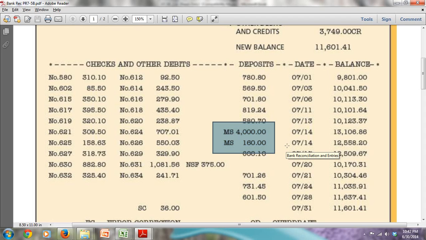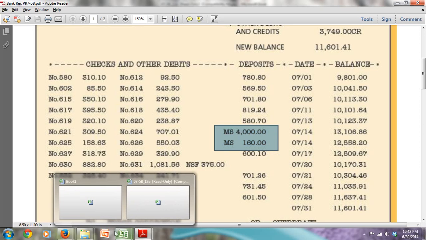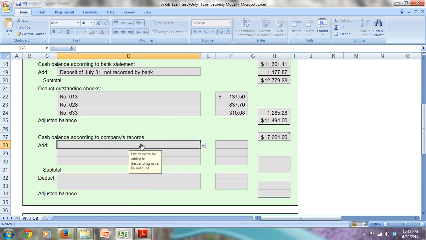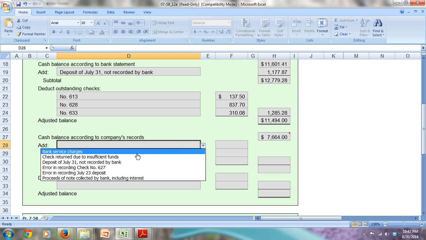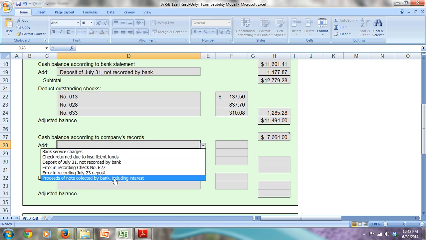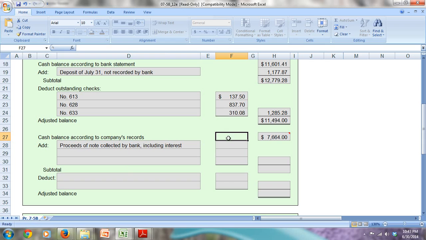Okay, so this is a note collected, and the $4,000 represents the principal amount. The $160 represents interest. Okay, so we're going to go and see where we should put that in. So it's going to go in the addition section because that's somebody sending us money. Okay, it went directly to the bank, so we haven't accounted for it until the bank tells us that they got it. So let's see, deposits, proceeds of a note collected by the bank, including interest. Okay, looks good. And so the total principal and interest was $41.60.